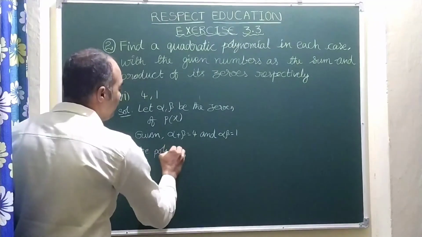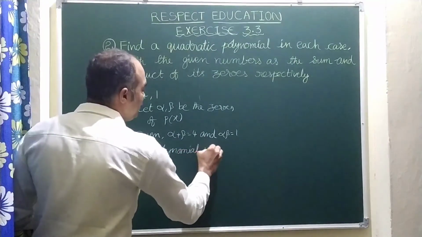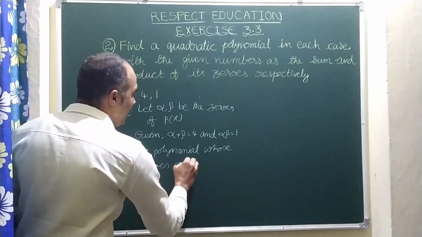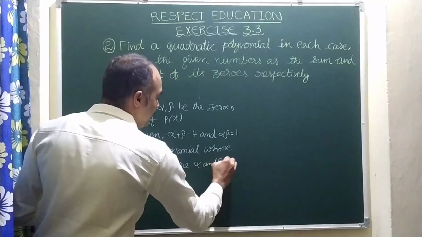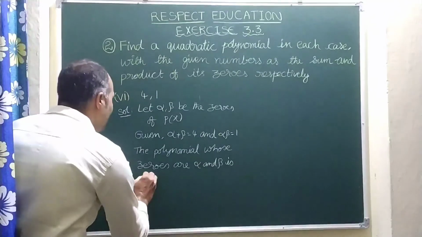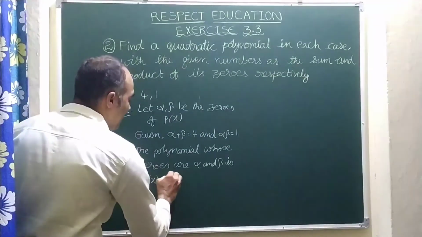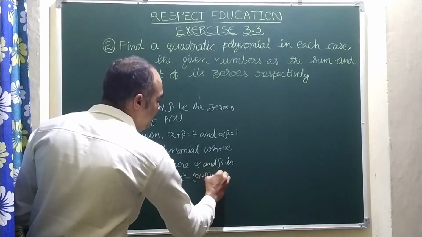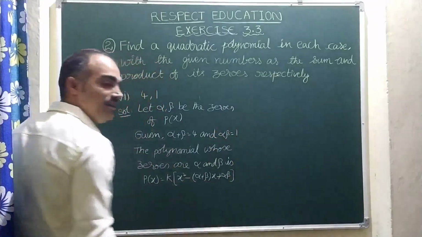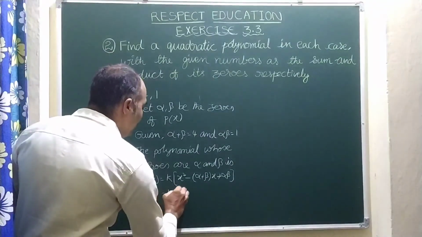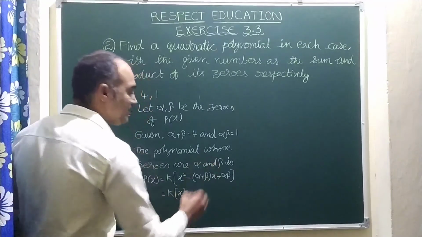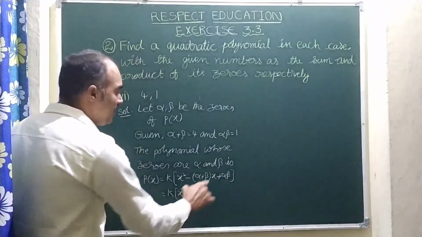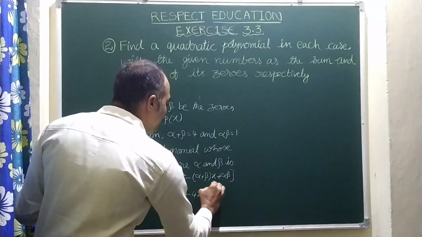Now let us write the polynomial. The polynomial whose zeros are alpha and beta is, the polynomial is p of x is equal to k times x square minus alpha plus beta into x plus alpha into beta. Let us substitute the values. K into x square minus alpha plus beta is here 4. So 4 into x, 4x plus alpha beta is 1. So it is plus 1.